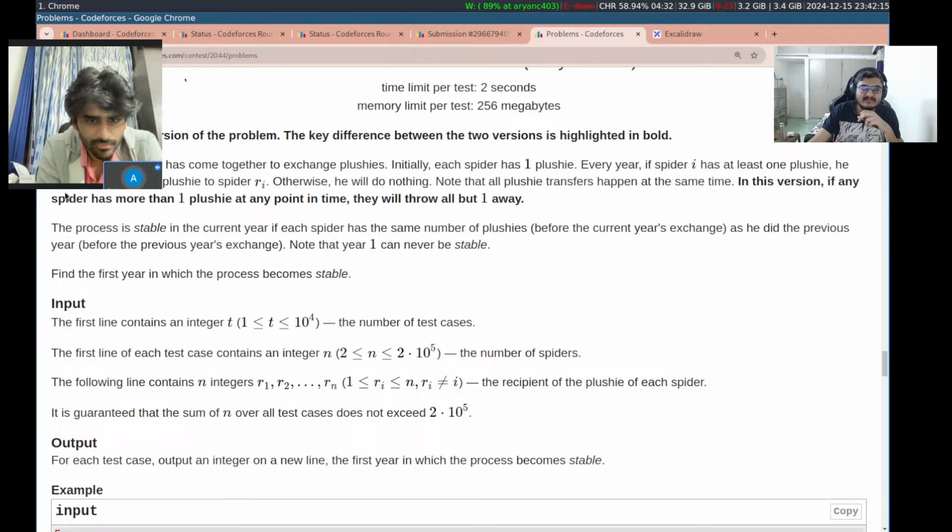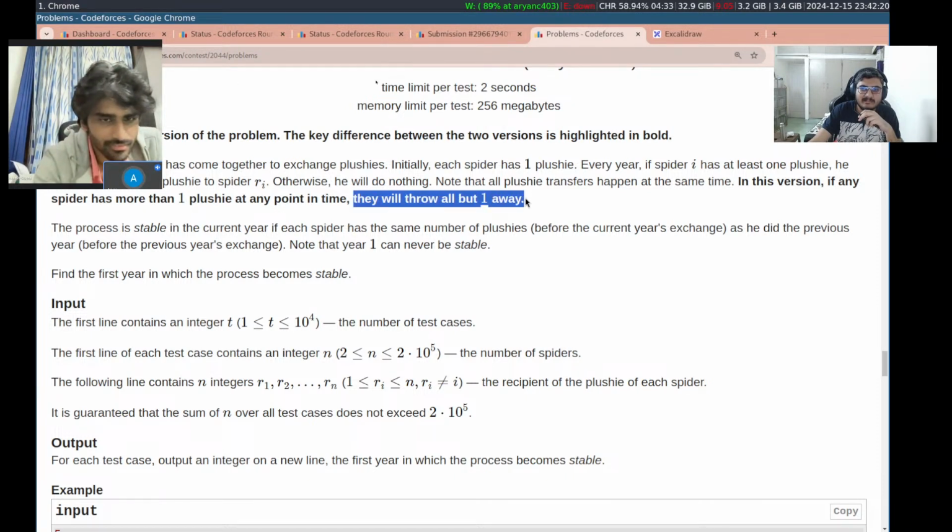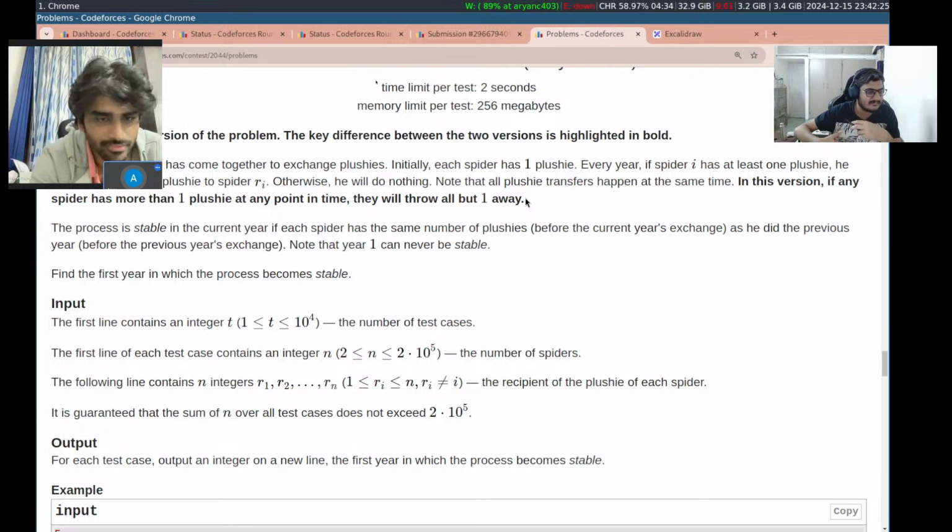In this version, if a spider has more than one plushie at any point of time, they will throw all but one. So if I have more than, let's say, 10 plushies at a time, I will throw away 9 of them and give the remaining one to the next person. And this is the difference from the next problem. In the next problem, you give one and you keep all the 9 with you still.